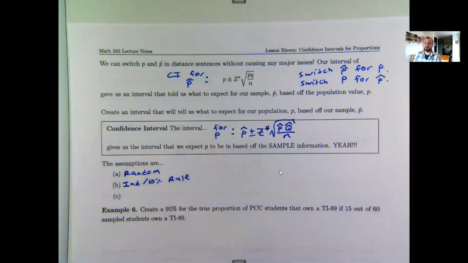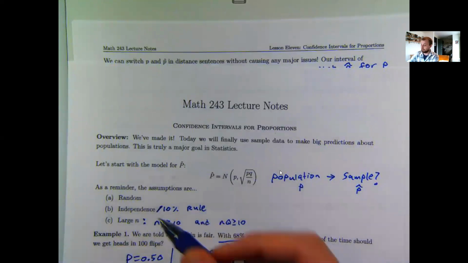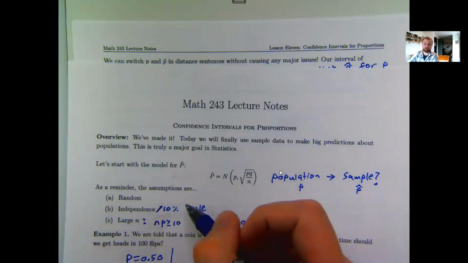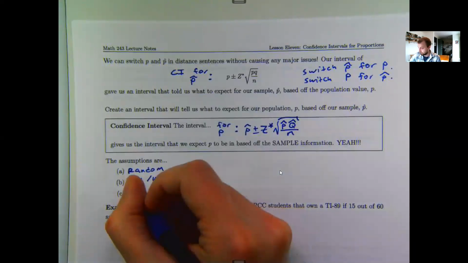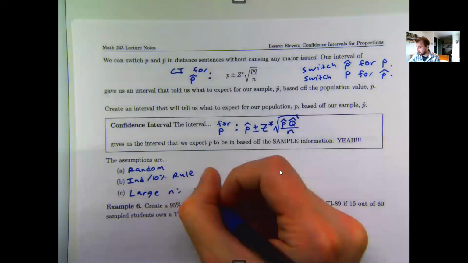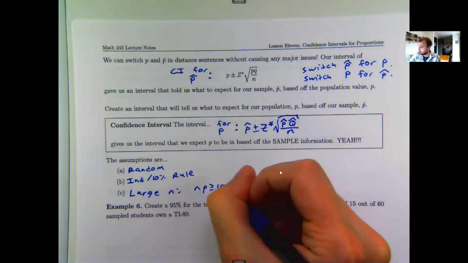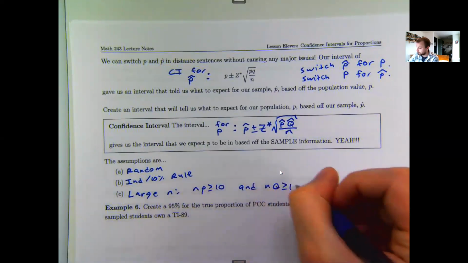And if these things are looking familiar, it's because it is exactly the same formula that we started out with at the beginning. I have random, I have independence, or the 10% rule, and my last one's going to be large N. And a reminder, large N was N times P bigger than or equal to 10, and N times Q bigger than or equal to 10.